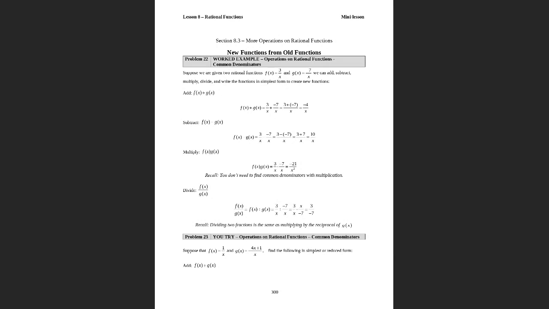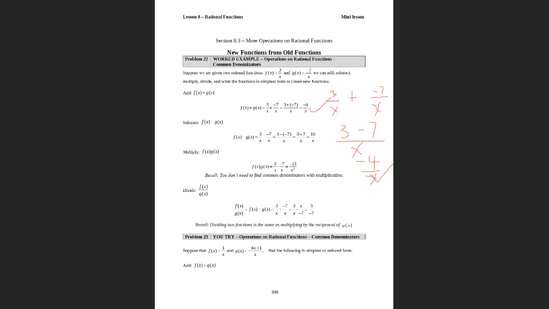What about this worked example? You've got 3 over x plus negative 7 over x. Now, the LCD here is x and x, so that helps us. We have x, right? So you're going to have 3 plus a negative 7, which is negative 4 over x. That's it. That's right here.